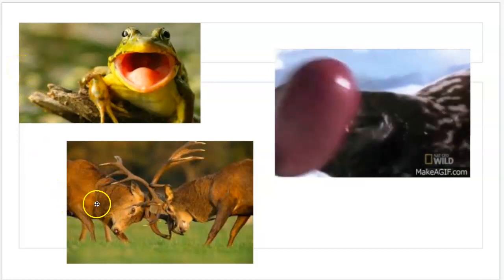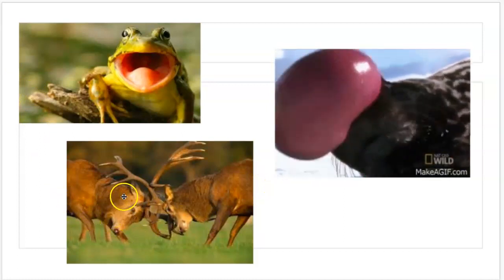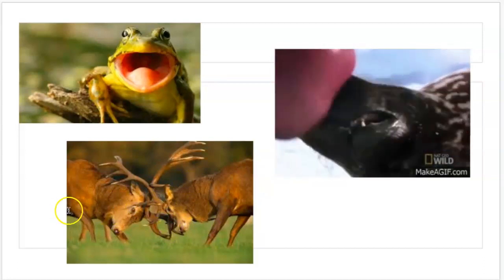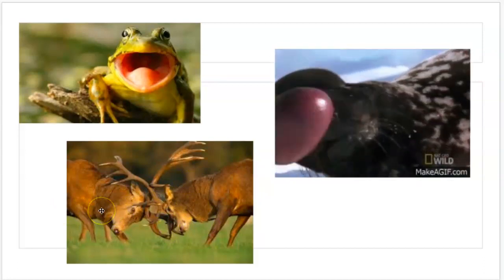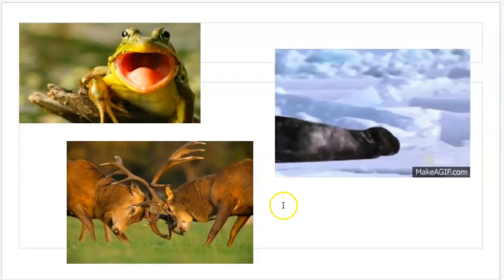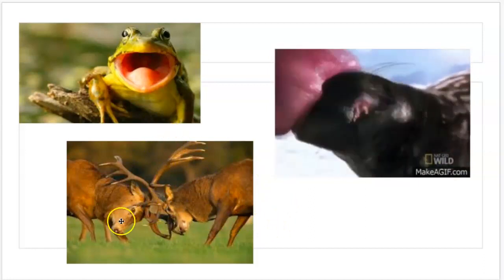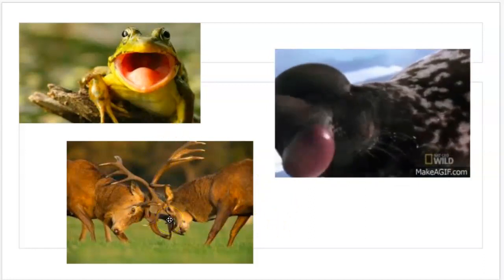Deer, when they have these huge antlers and they get into a scuffle, male deer will butt heads with each other. They're not trying to hurt each other. They're just trying to show off how strong they are. And females prefer to mate with deer with the largest antlers and the ones who win this battle here.